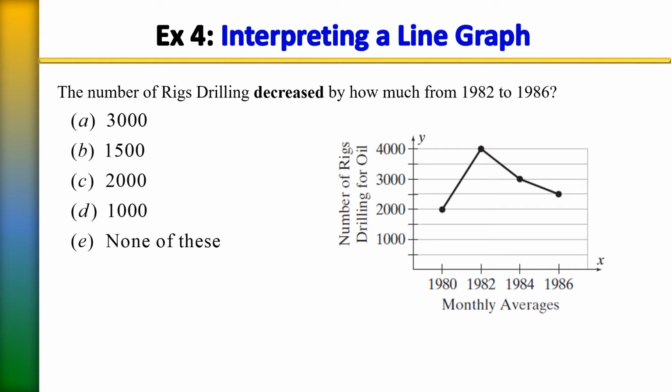So then if you want to know how much it decreased by, because we can clearly see that from 1982 to 1986 there was a decrease. So to see how much it decreased by, all you need to do is subtract the two numbers. So let's go ahead and subtract that 4,000 minus 2,500, and what we're left with there is 1,500, and that is the amount that it decreased by.